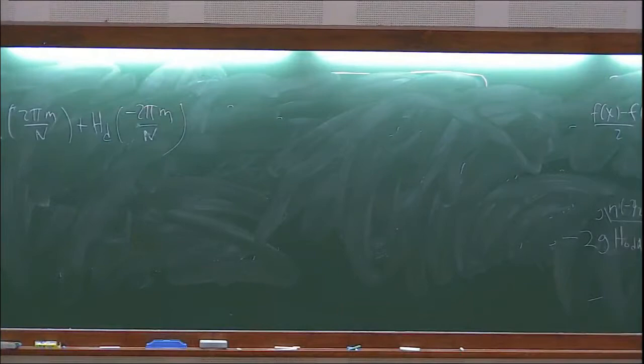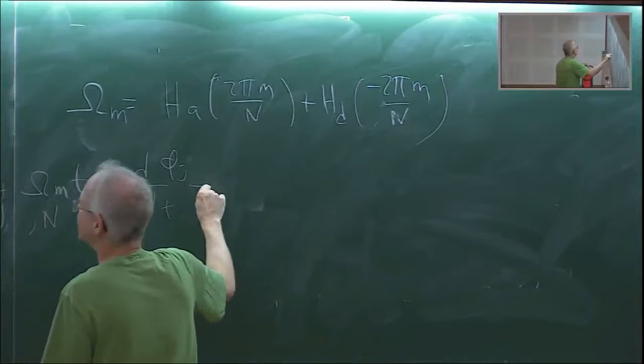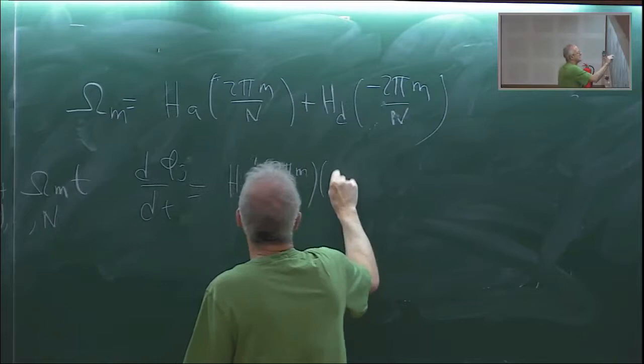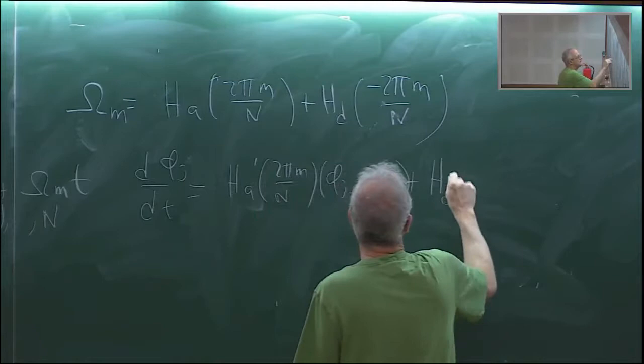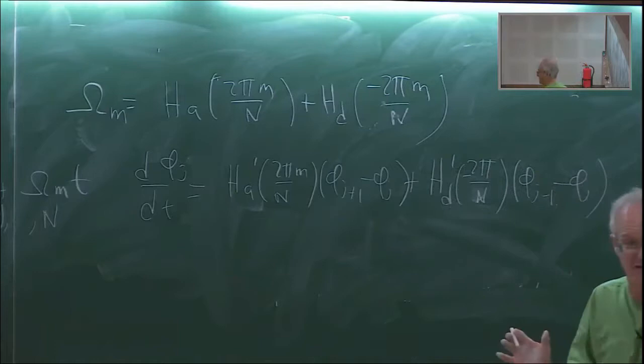And we get d phi sub j dt equals H A prime of 2 pi m over n times (phi j plus 1 minus phi j) plus H D prime of minus 2 pi m over n times (phi j minus 1 minus phi j), right? Everybody see that that's the linearized equation?